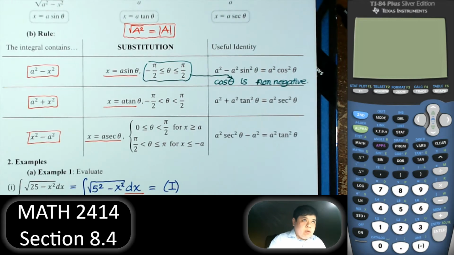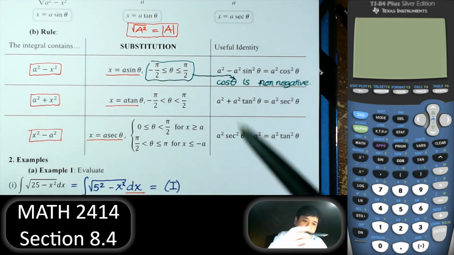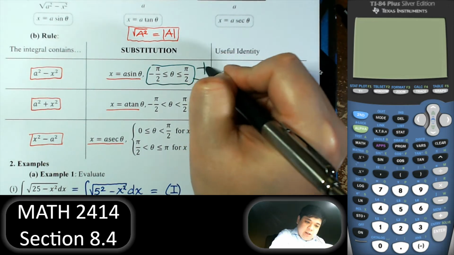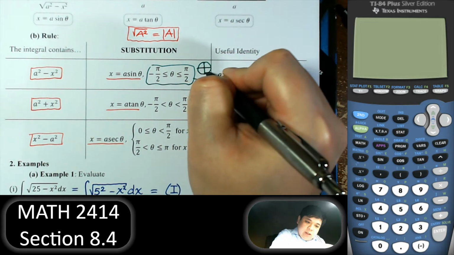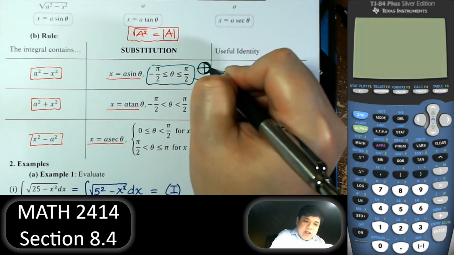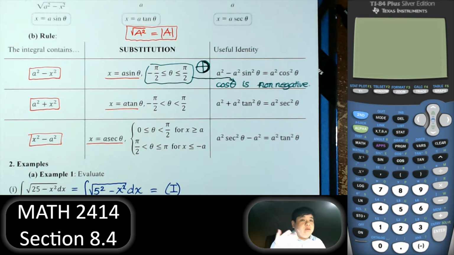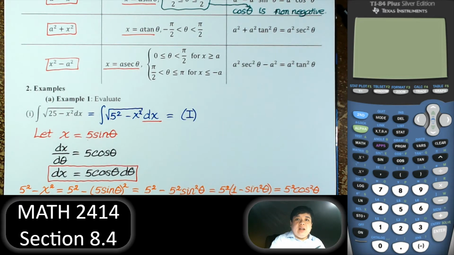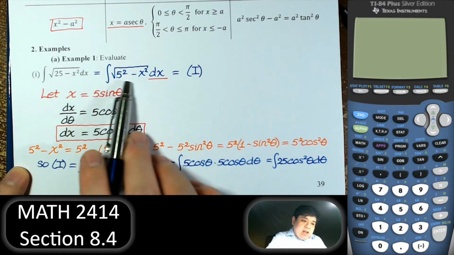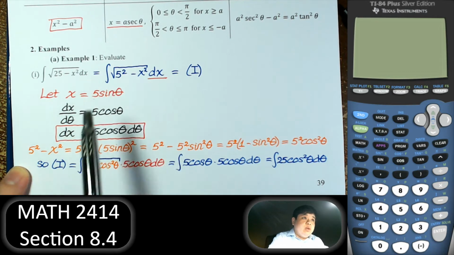Right. So if theta is in this interval, meaning here, cosine for that interval is going to be non-negative, so it could be positive, could be 0, but it cannot be negative, right? And then we make this substitution, and we substitute in for the x.